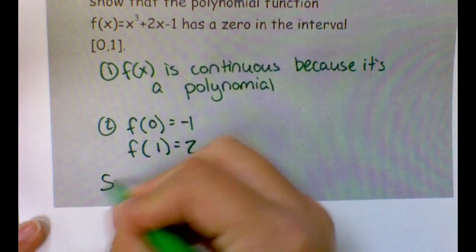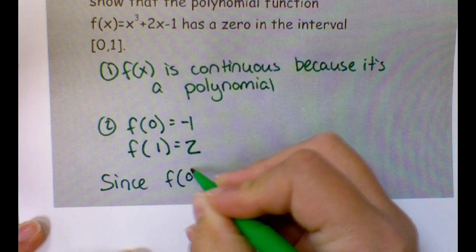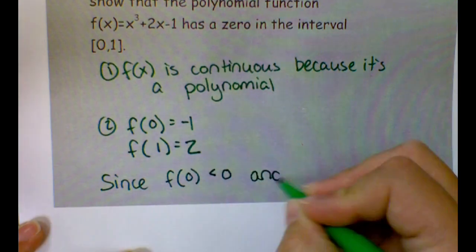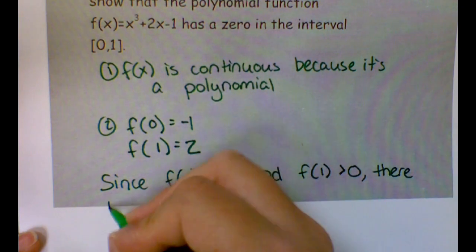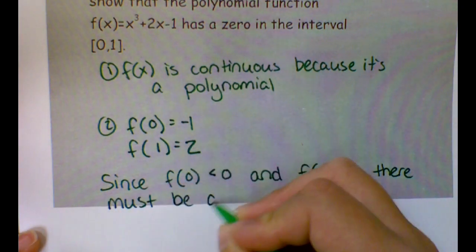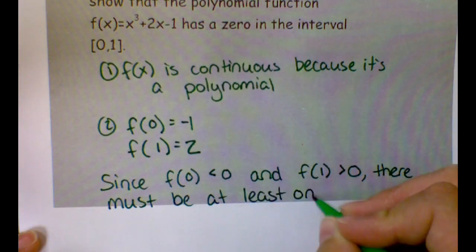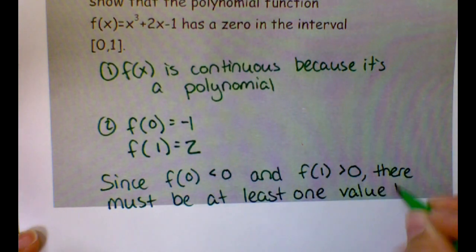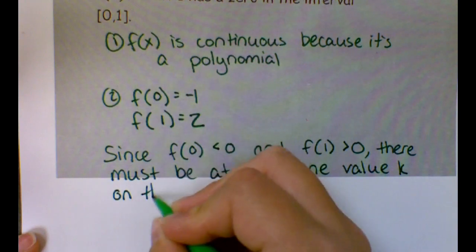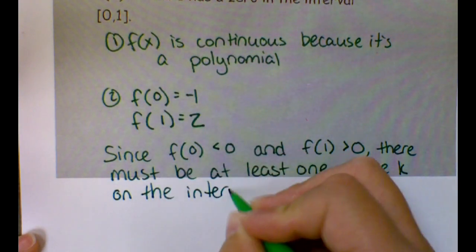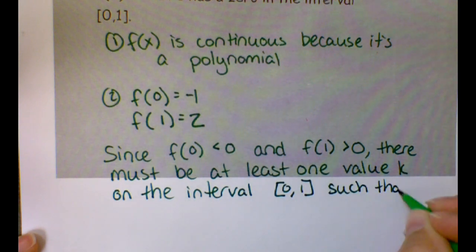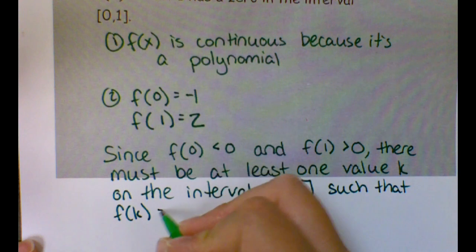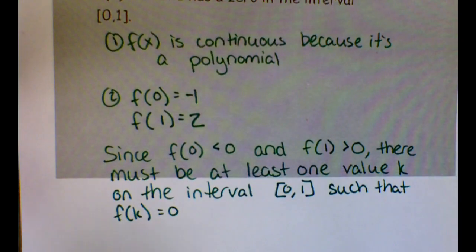So now I can say since f of 0 is less than 0 and f of 1 is greater than 0, there must be at least one value, we'll call it k, on the interval 0 to 1, such that f of k equals 0. I don't know what it is, I don't care what it is right now, but I know it exists. So now you'll try some.